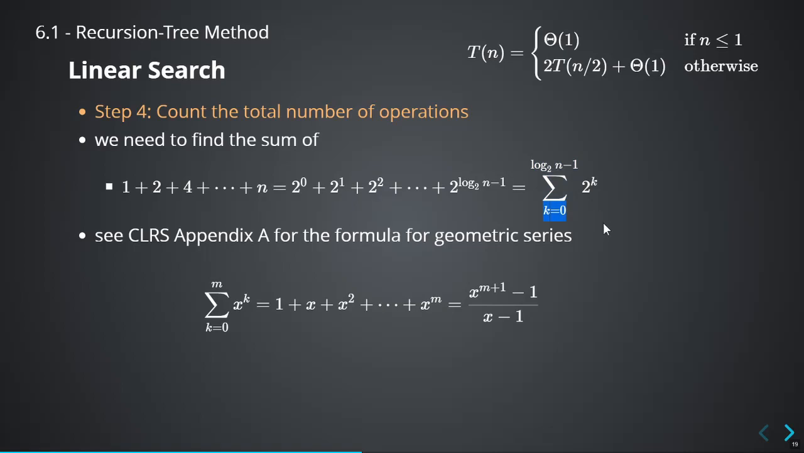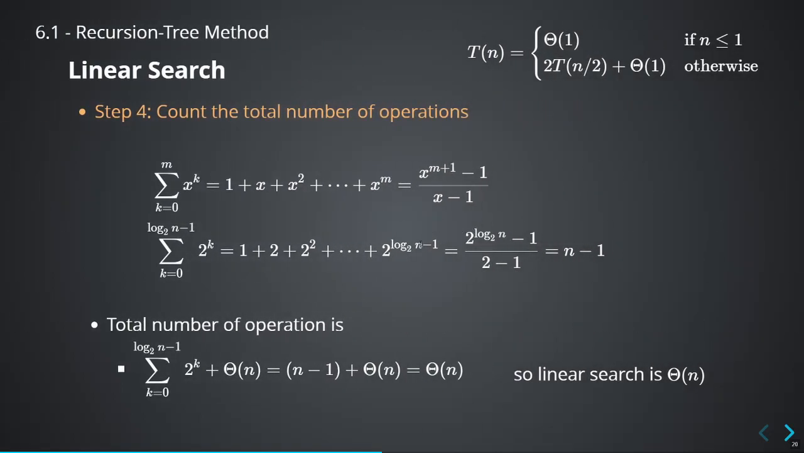All right, so we have to find the sum here. The formula is x to the m plus 1 minus 1 divided by x minus 1, where m is the final index there. So we're going to sum the index from 0 up to log n minus 1. So just sub it in, you will have n minus 1 as the sum. The total number of operations is therefore n minus 1, that's from all the levels except for the last one, plus theta n, which is the last level. And of course, that is still theta n. So linear search is theta n.